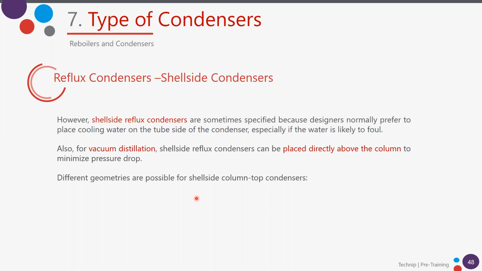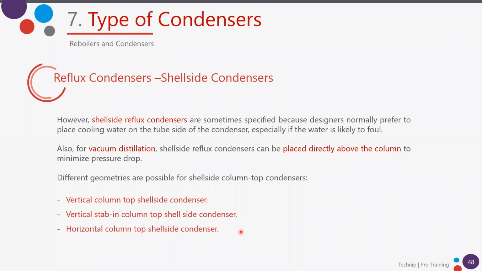Different geometries are possible for shell side column top condensers. We will see the vertical column top shell side condenser. We will see also the vertical step-in column top shell side condenser, the horizontal column top shell side condenser, and the horizontal step-in column top shell side condenser. So in the following slides, we are going to see these 4 different types of shell side condensers.